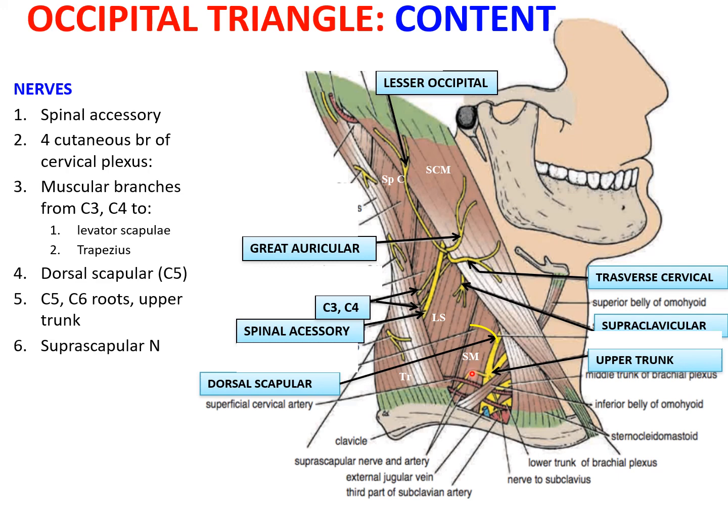So I am recalling again all the nerves that you will see in the occipital triangle. The highest content, that is the thickest and the highest nerve, the spinal accessory nerve. The four cutaneous branches of the cervical plexus: lesser occipital, greater auricular, transverse cervical and the supraclavicular. The muscular branches to the levator scapulae and to the trapezius. The dorsal scapular nerve. The C5, C6 roots and the upper trunk of the brachial plexus. And the suprascapular nerve arising from the upper trunk. So these nerves are seen in the occipital triangle.